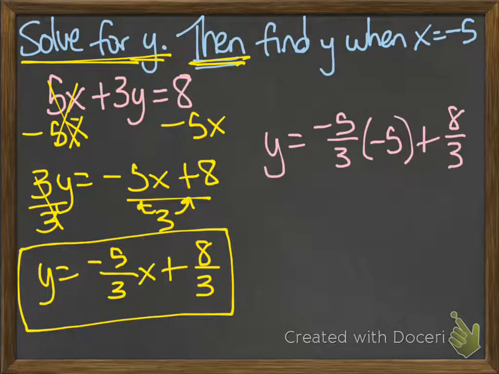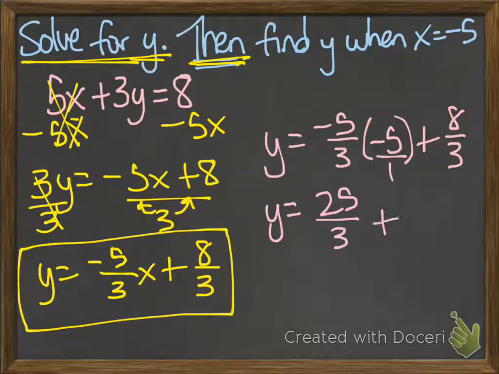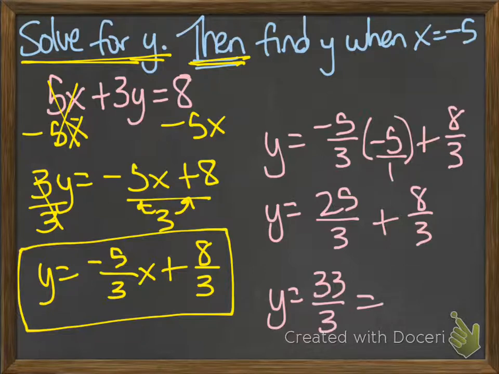And now we're just going to do order of operations. We need to multiply. Negative 5/3 times negative 5 over 1. Multiplying numerator times numerator, we get 25. Denominator times denominator is thirds, plus 8/3. And now we have two fractions with a common denominator. 25/3 plus 8/3 is 33/3, which simplifies to 11. So when x equals negative 5, y equals 11.